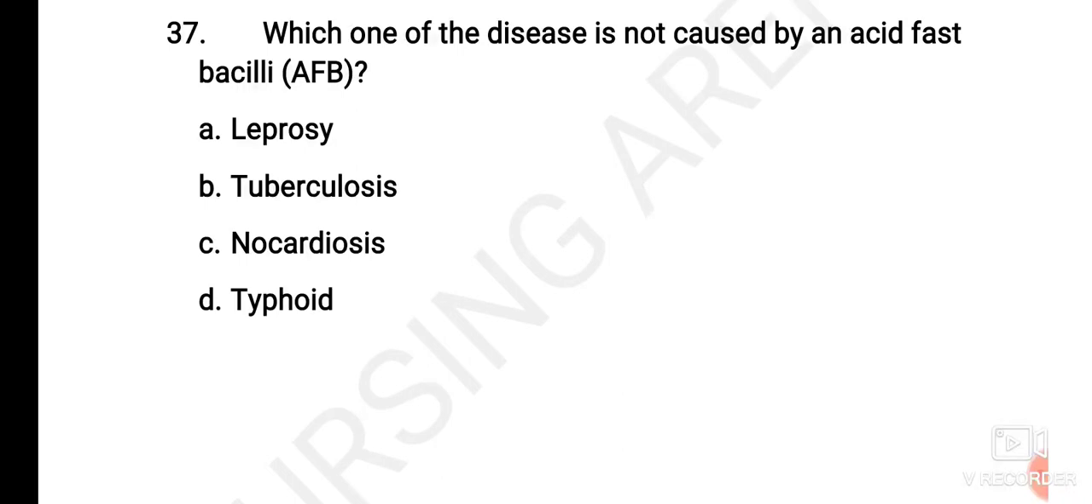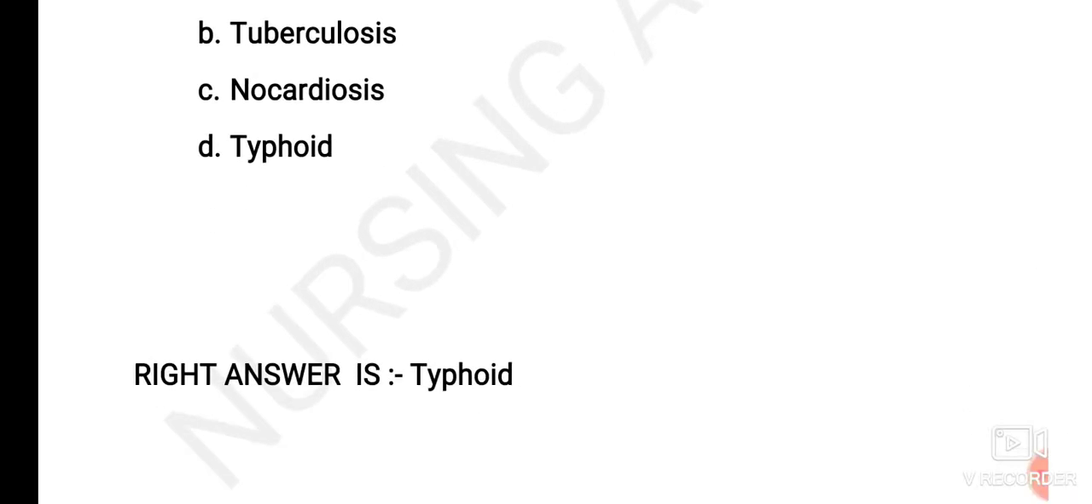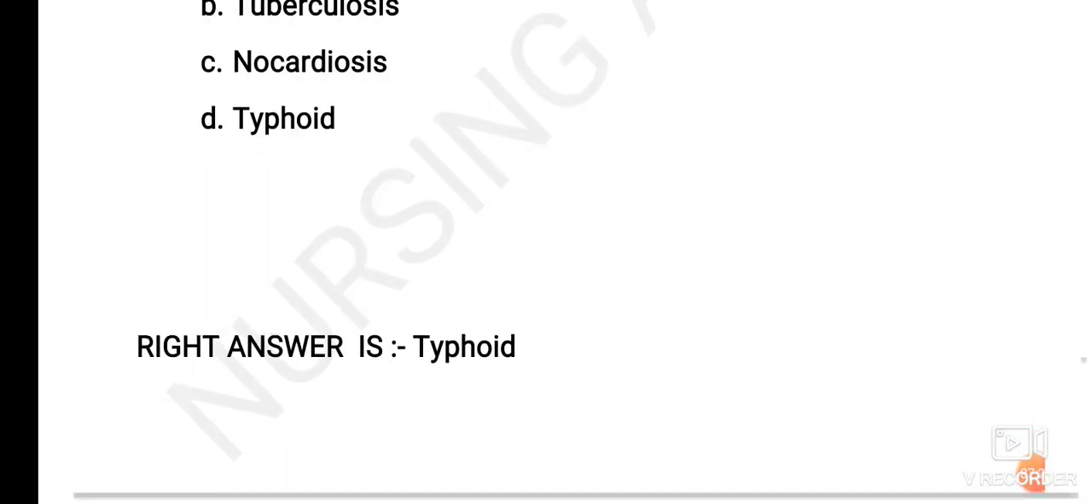Next question. Which one of the diseases is not caused by an acid-fast bacilli, AFB? Leprosy, tuberculosis, nocardiosis, or typhoid? The correct answer, the disease not caused by an acid-fast bacilli, is typhoid.